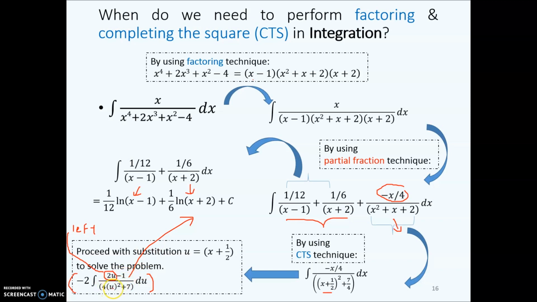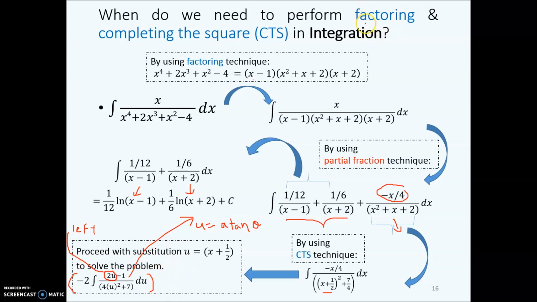So you continue, you look at the bottom part, it will be an a squared plus b squared term. So we can use u as the trigonometric substitution, which is arctangent, because it's a summation, a squared plus b squared. So we can use trigonometric substitution to solve this. And by doing that, you should be able to get the final answer.